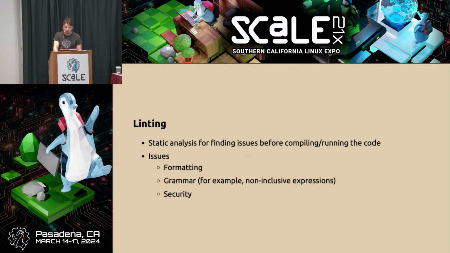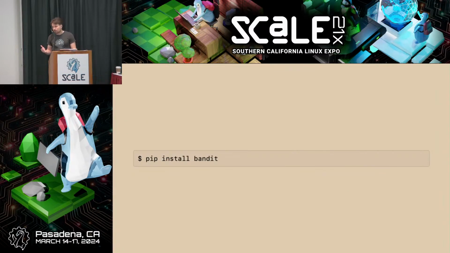And these issues may be formatting. For example, hey, you're using spaces and not tabs, or tabs and not spaces, whatever you use. You can also scan for grammar. For example, if a developer is not using inclusive words in the UI, you can basically automatically raise some warning for the developer to replace these words, or you can also have security warnings. For this demo section, we will use Bandit. Maybe this is really familiar for you, for Python developers in the room.